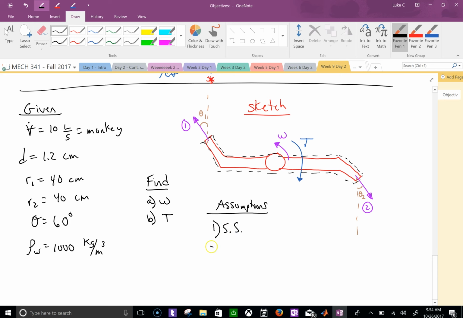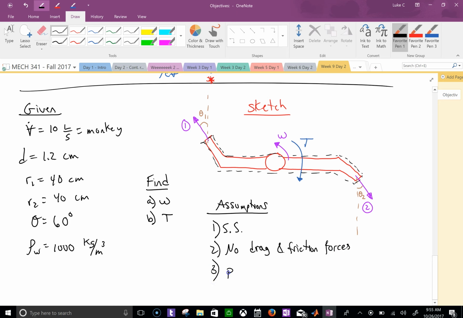Steady state. Actually, all of these problems you've noticed are all steady state, right? We're going to neglect any drag or friction forces, because it just makes the problem even harder. P1G equals P2G, and it's going to atmosphere, right? So I'm not even going to put the pressure forces on here, just because hopefully now it's drilled in your head. You don't have to. And the velocity coming out at 1 and 2 are the same, right?